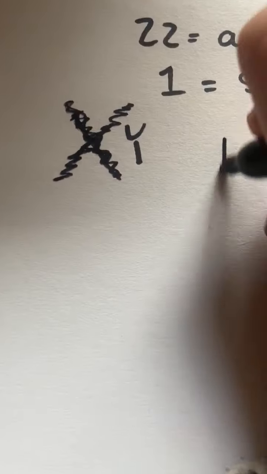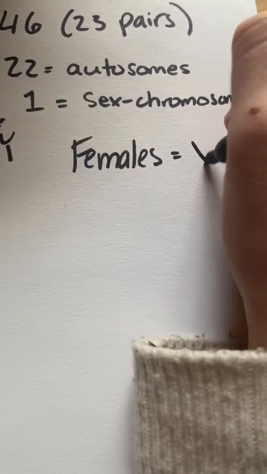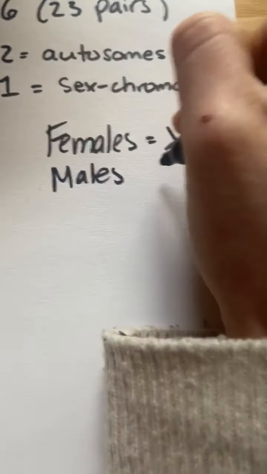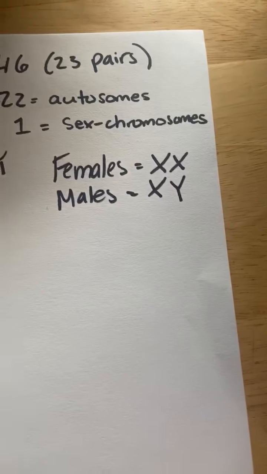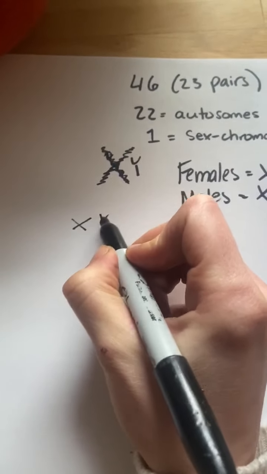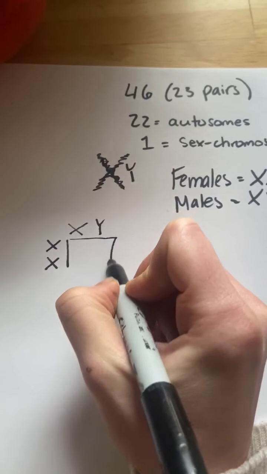So females have 2 copies of the X chromosome, while males have an X and a Y. So XX is females, XY is males. So every single time you do a Punnett square that's dealing with sex chromosomes, you know there's going to be at least one male and one female, right? There's always a mom and a dad, a male and a female.